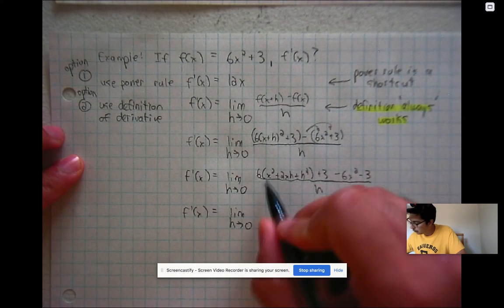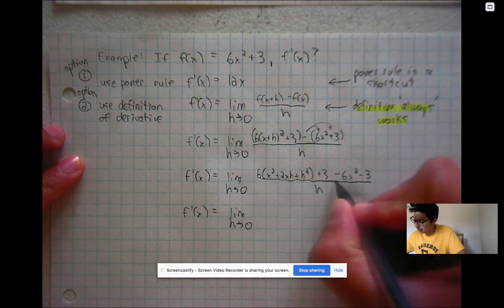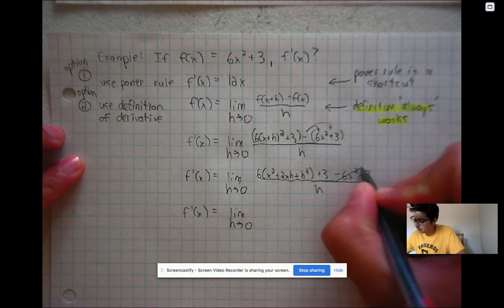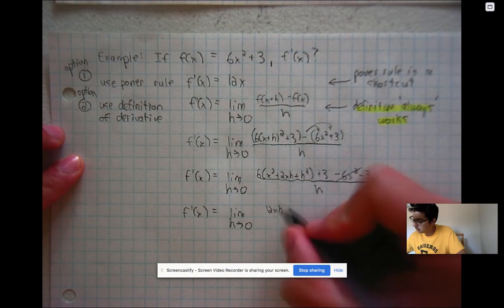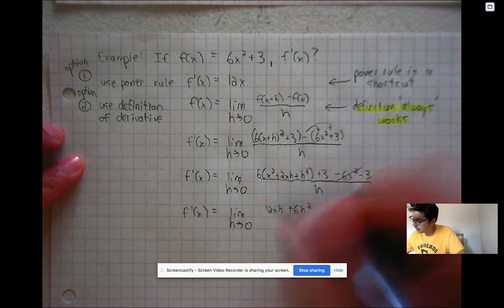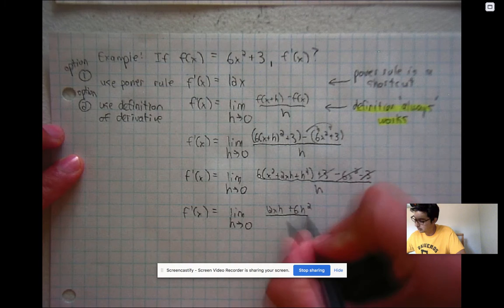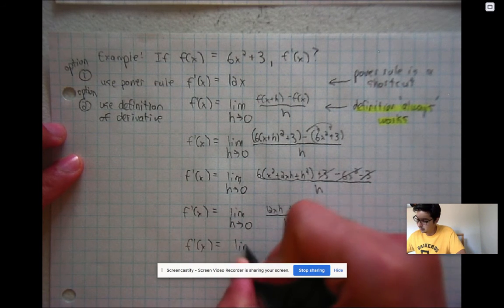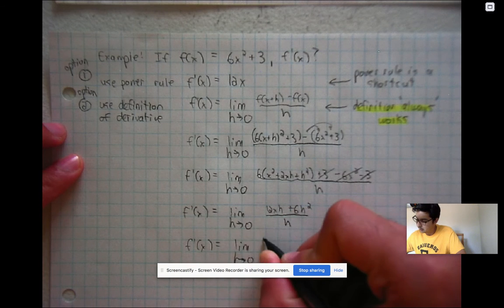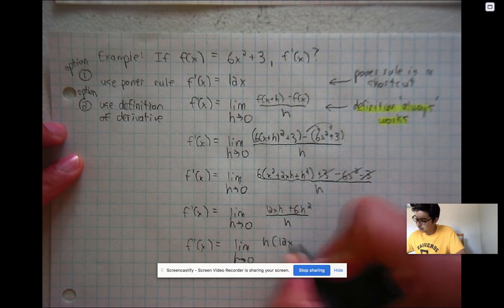So keep going. That would give you 6x squared, which would cancel out with negative 6x squared. Next would give you 12xh. Then we'll have plus 6h squared. That plus 3 and minus 3 will cancel, so we're left with over h. And then from there, we can factor out an h and get 12x plus 6h.